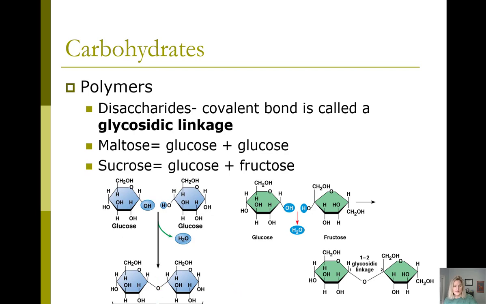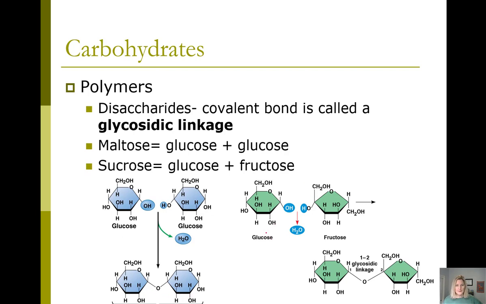And this particular disaccharide is called maltose. Okay, so maltose is just two glucoses together to form maltose. And they're joined together by a covalent bond. And this particular covalent bond, we call it a glycosidic linkage. So it's kind of a sugar-related linkage, basically. So the glycosidic linkage, or covalent bond between the two monosaccharides, forms the disaccharide.